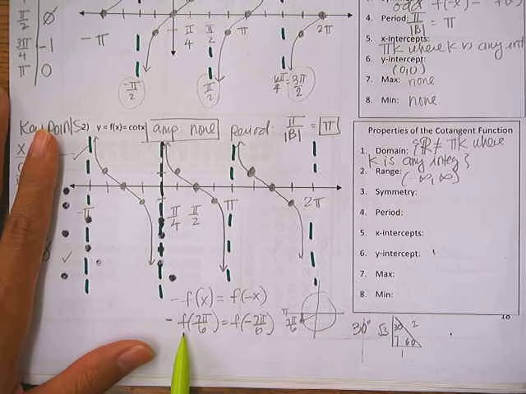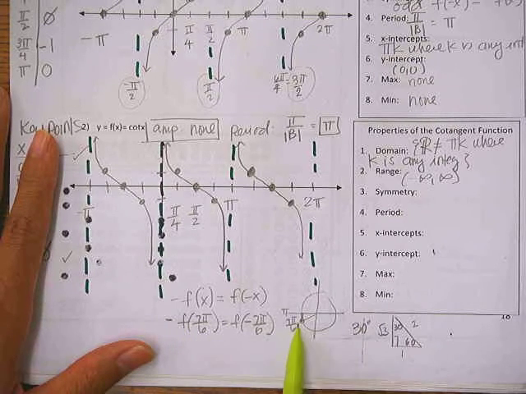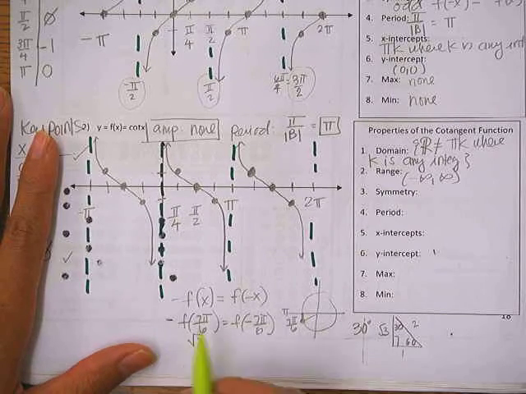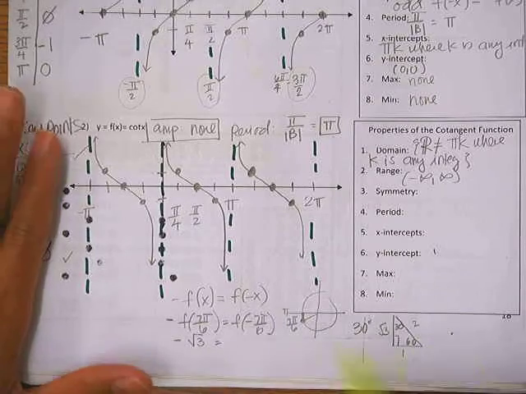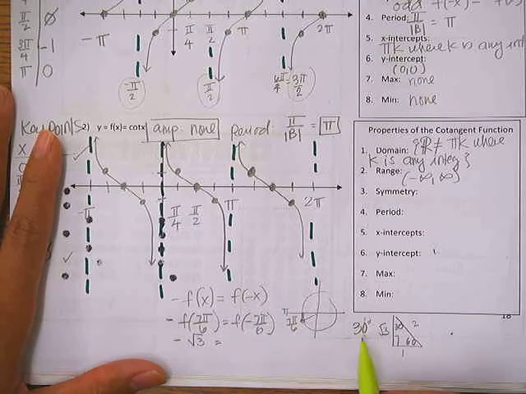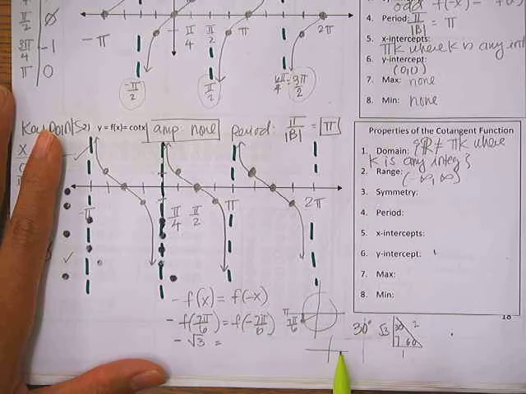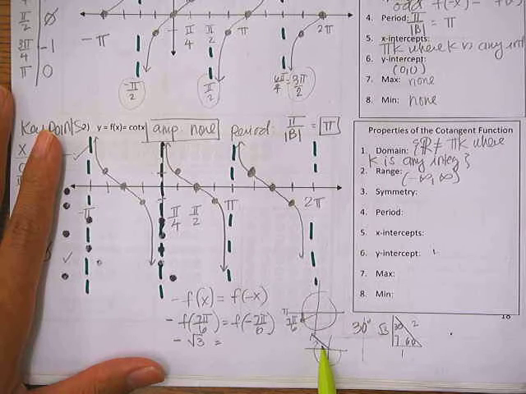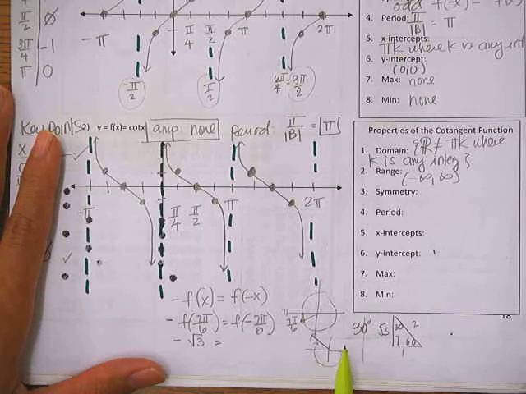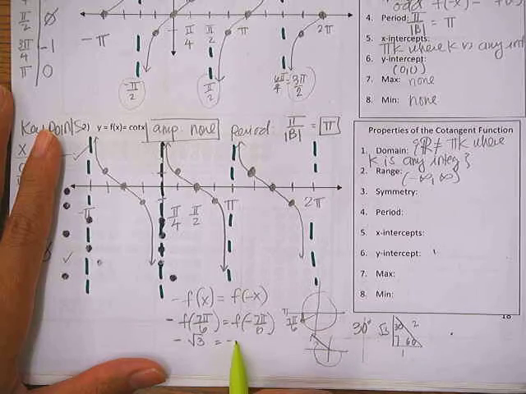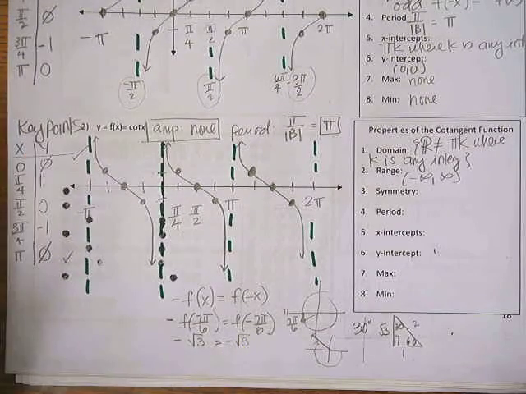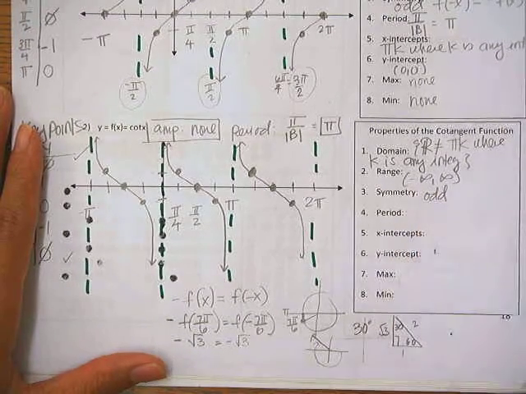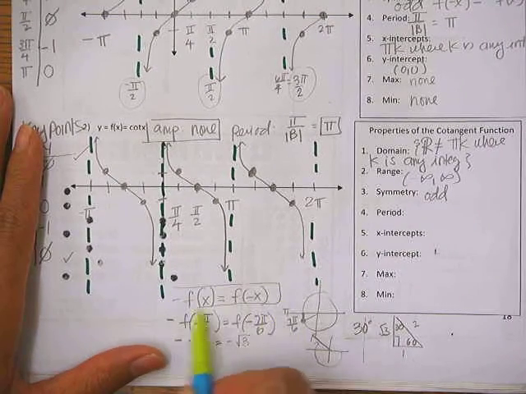So cotangent of 7 pi over 6 in quad 3, positive rad 3. But because this is a negative f of x, so that becomes a negative rad 3 equals f of negative 7 pi over 6. Negative 7 pi over 6 goes this way. Whoop. Is that okay? And again, reference angle is still the same, 30 degrees. So, because I'm in quad 2, I will also end up with a negative rad 3. So that tells me that this is definitely an odd function. Okay? And that's my odd equation.